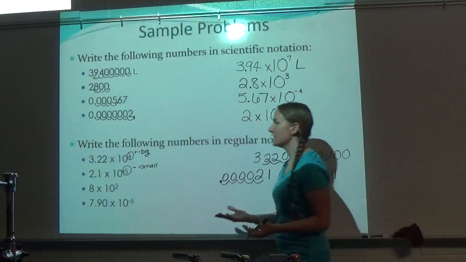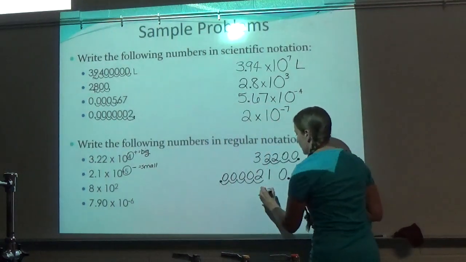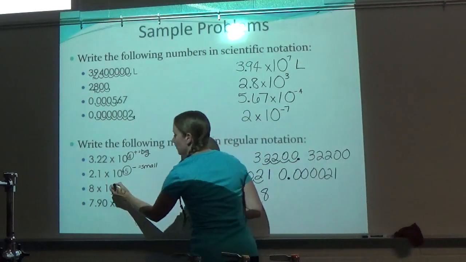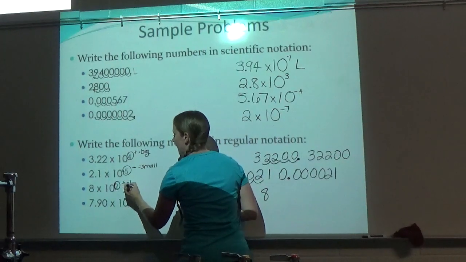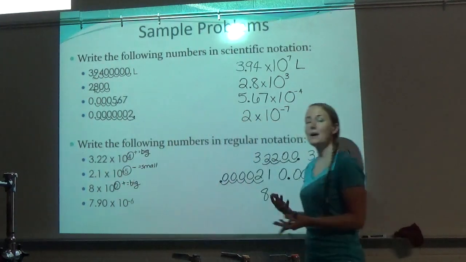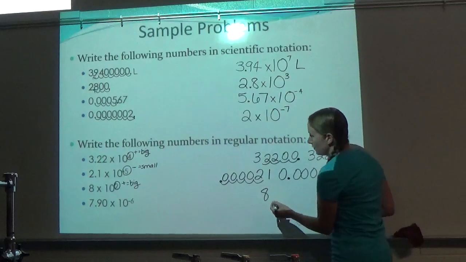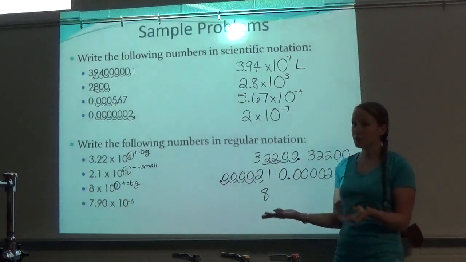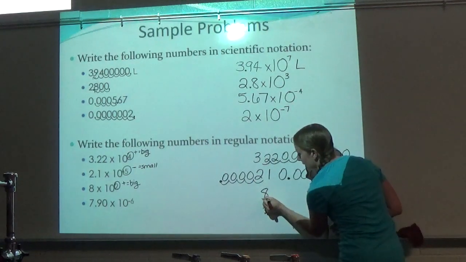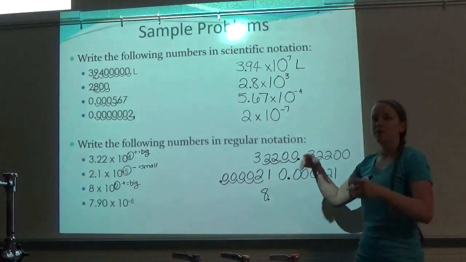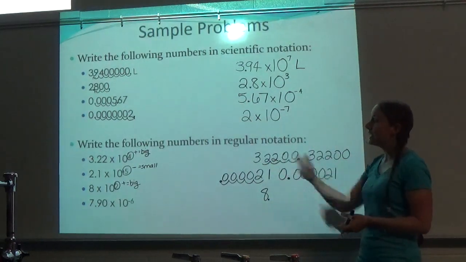All right, so let's look at our next one. So we have 8 times 10 to the 2. So I'll put my 8. 2 is a positive exponent, so that means it's going to be a big number. So my decimal point, you don't see one right now. If you don't see one, where is it? It's at the end. So it's 8 and then the decimal point. All right, so it's times 10 to the 2.